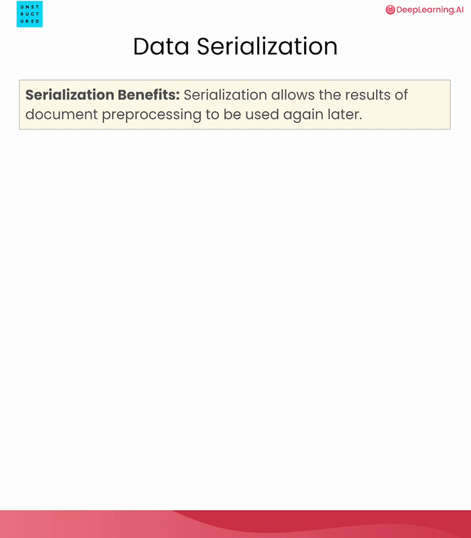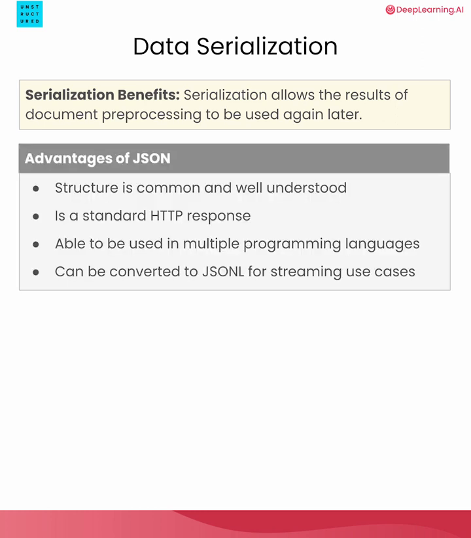Once you've normalized the content, typically the next step is data serialization. There are a few benefits to data serialization, and this allows you to reuse your outputs later without having to pre-process the documents again. In this course, you'll serialize your data as JSON. There are other options here, but JSON is convenient for a variety of reasons.